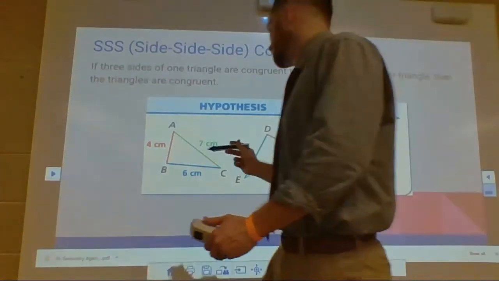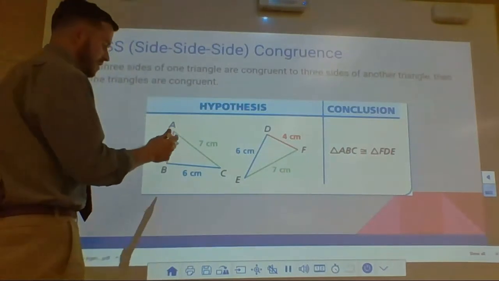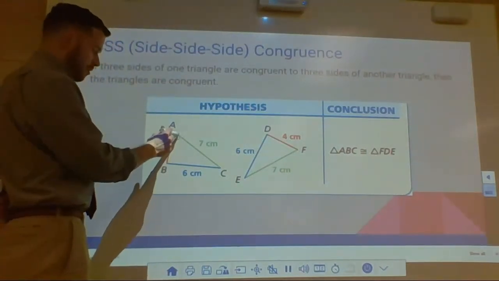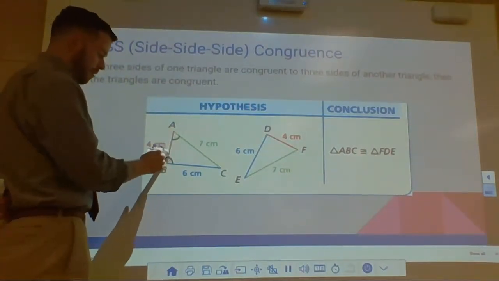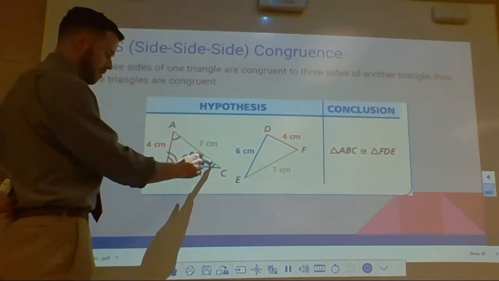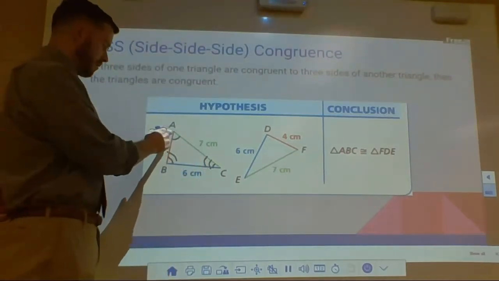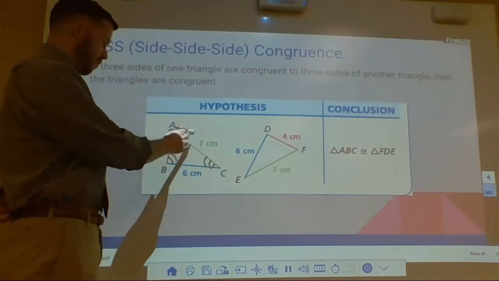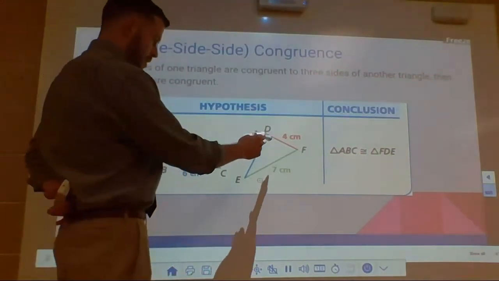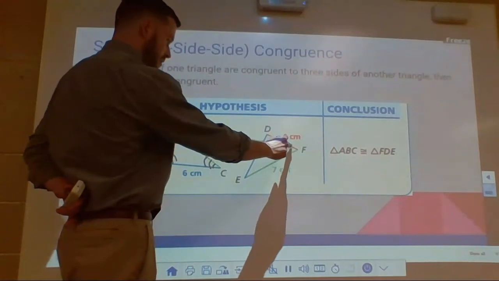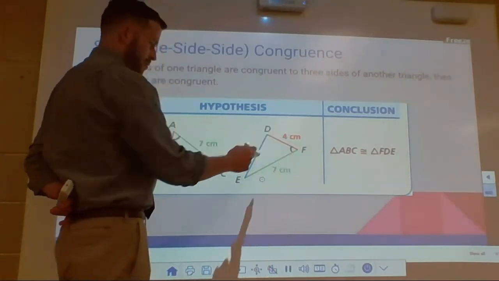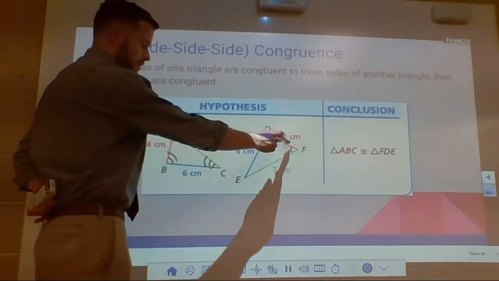So just like we looked at in the last slide, let's look at angle A, and we have angle B and angle C. So angle A is in between the side lengths that have 4 and 7. So angle F is in the same position, the corresponding position in between side lengths 4 and 7.